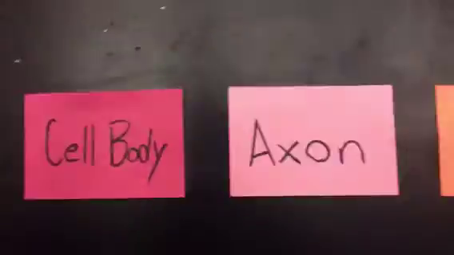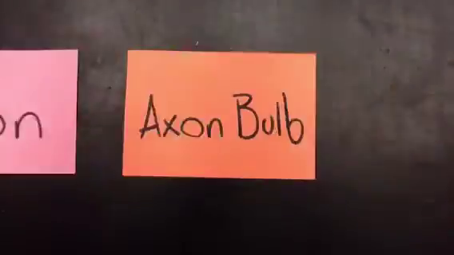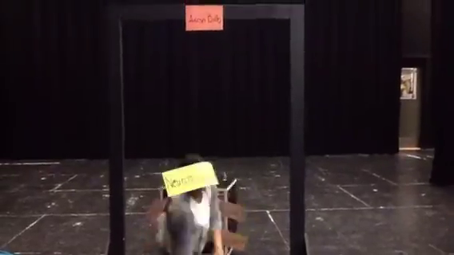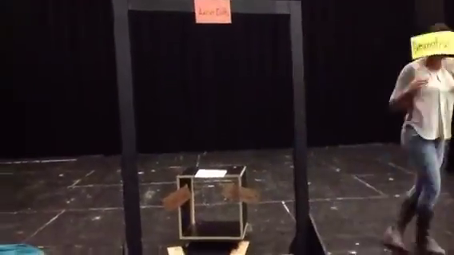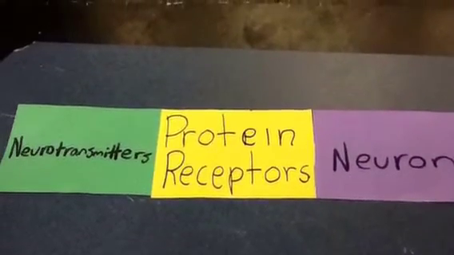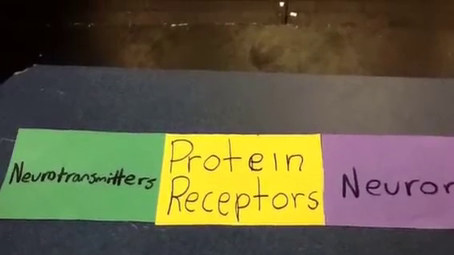The nerve impulse reaches the axon bulb, which is beside the synaptic cleft. Here there are neurotransmitters stored in vesicles. An influx of calcium ions will cause the vesicle to release the neurotransmitters into the synaptic cleft, where they will bind to specific protein receptors in the postsynaptic neuron.